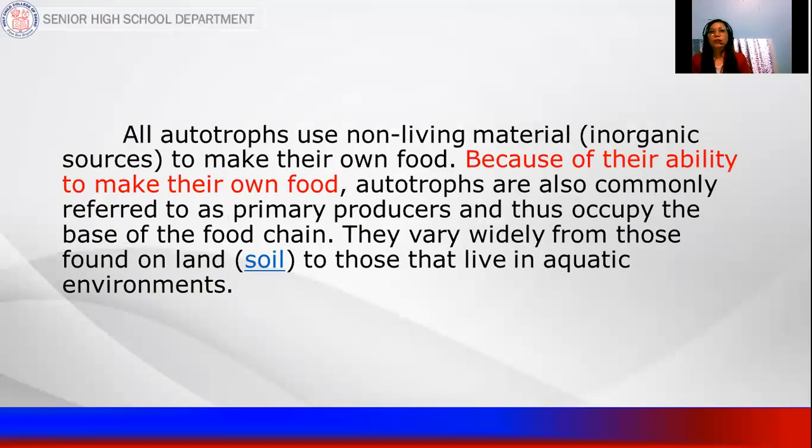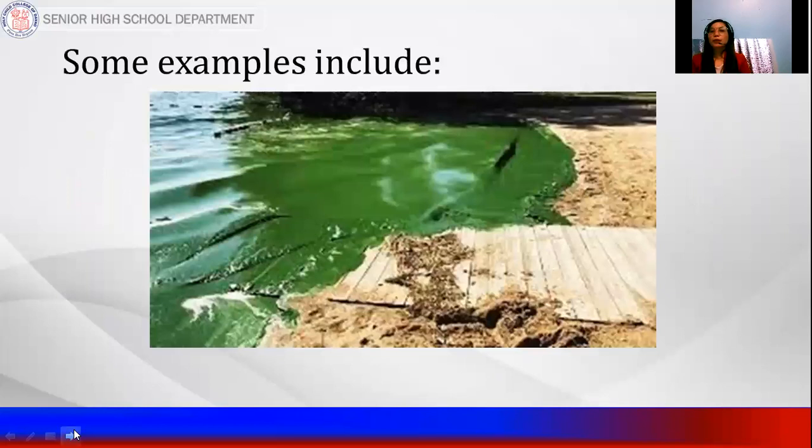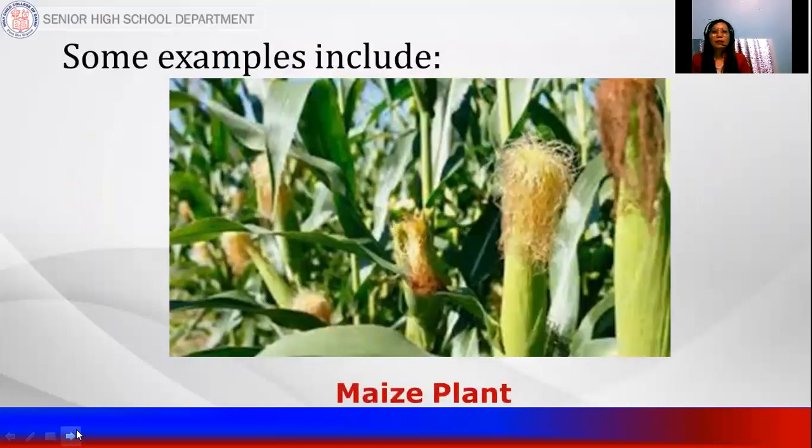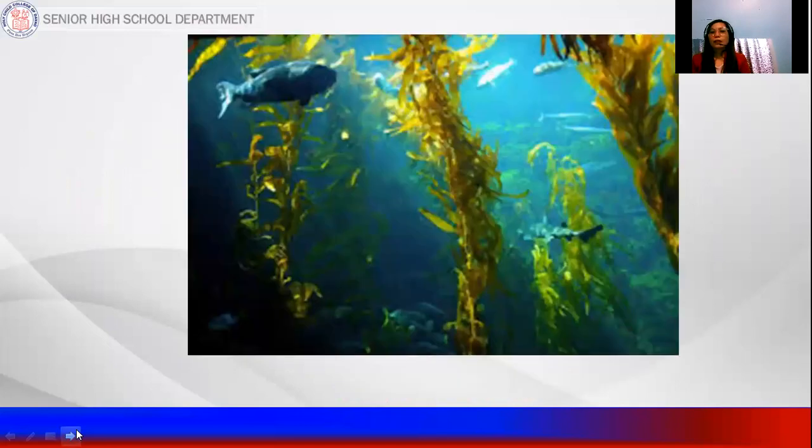All autotrophs use non-living, inorganic sources to make their own food. Because of their ability to make their own food, autotrophs are also commonly referred to as the primary producers, and thus occupy the base of the food chain. Some examples include cyanobacteria, wheat, the maize plant, phytoplankton, seaweeds, and grass.